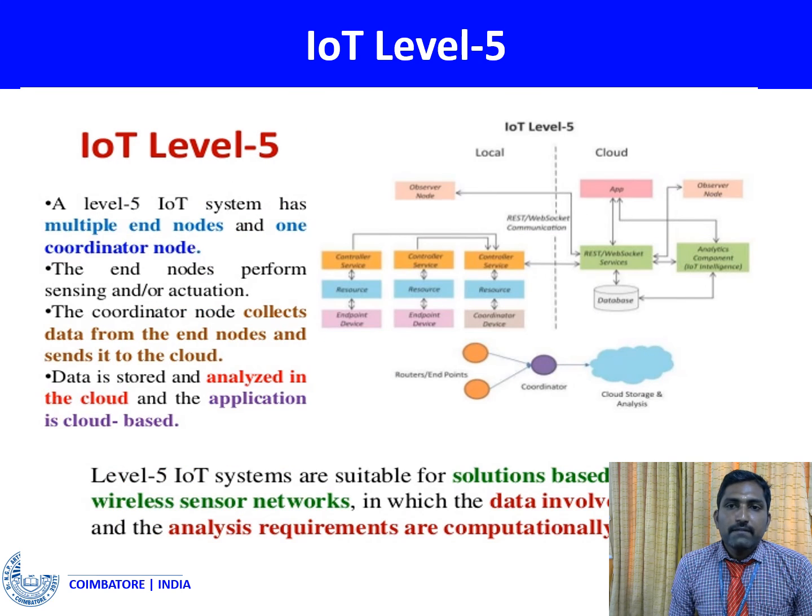Level 5 is a simple difference. A level 5 system has multiple end nodes and one coordinator node. Compared with level 4, we have one coordinator node. The end nodes perform sensing and actuation. The coordinator node collects the data from the end nodes and sends it to the cloud. Here the data is stored and analyzed in the cloud and the application is cloud based.